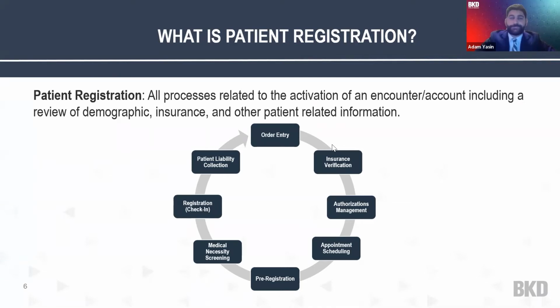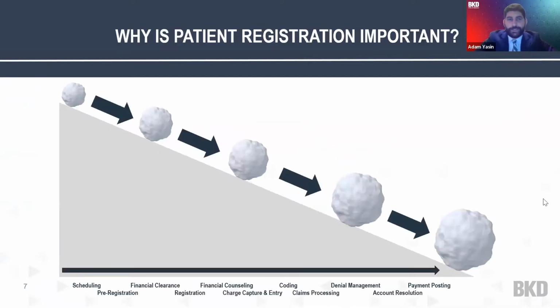Actually, let's talk a little bit more about why patient registration is important. What this visual really hopes to accomplish is underscoring how data cumulatively is acquired for claim billing. As you see, reading left to right at the bottom of the screen, we start with our patient access operation in the scheduling and pre-reg financial clearance space and move further down the revenue cycle into charge capture and entry, coding, claims processing, and then all the way out the door for claim submission.